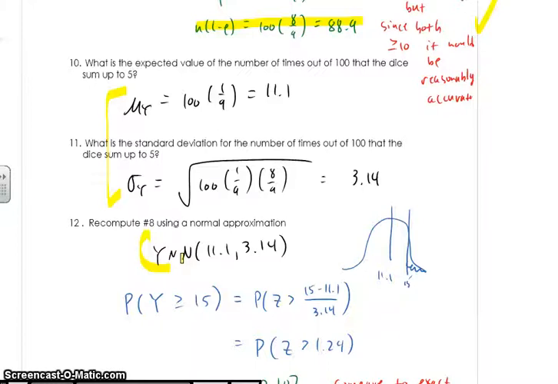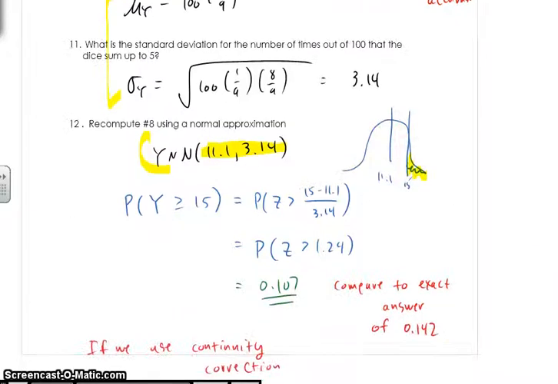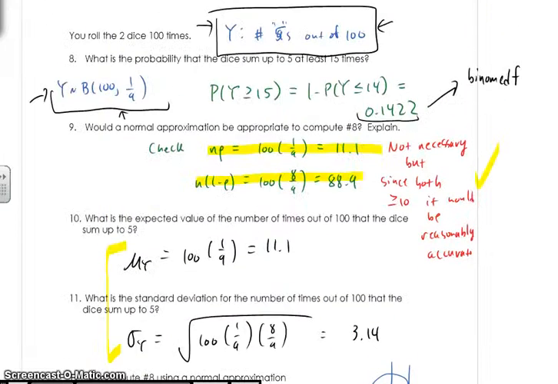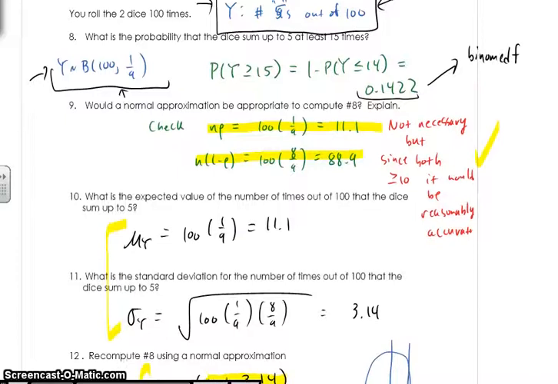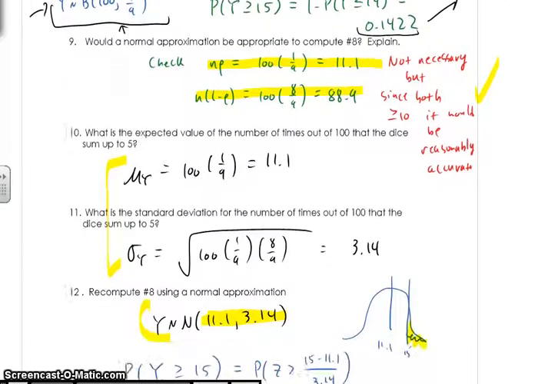Okay, so I'm using this normal model. I'm finding the area that I want. I'm finding the z-score, and I actually get that, according to the normal model, it's about an 11% chance. According to the binomial, it's about 14%. So they're not that far off, but they're also not that close.